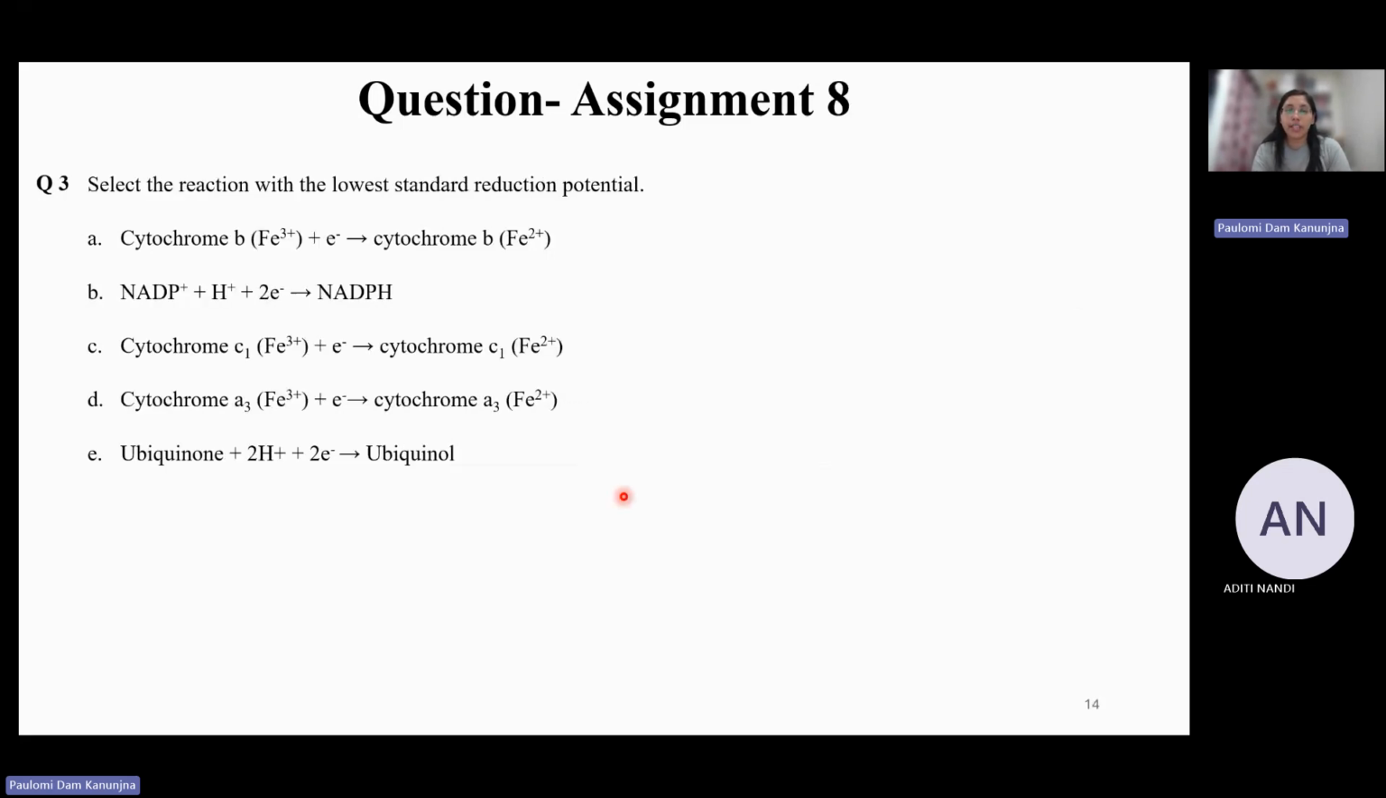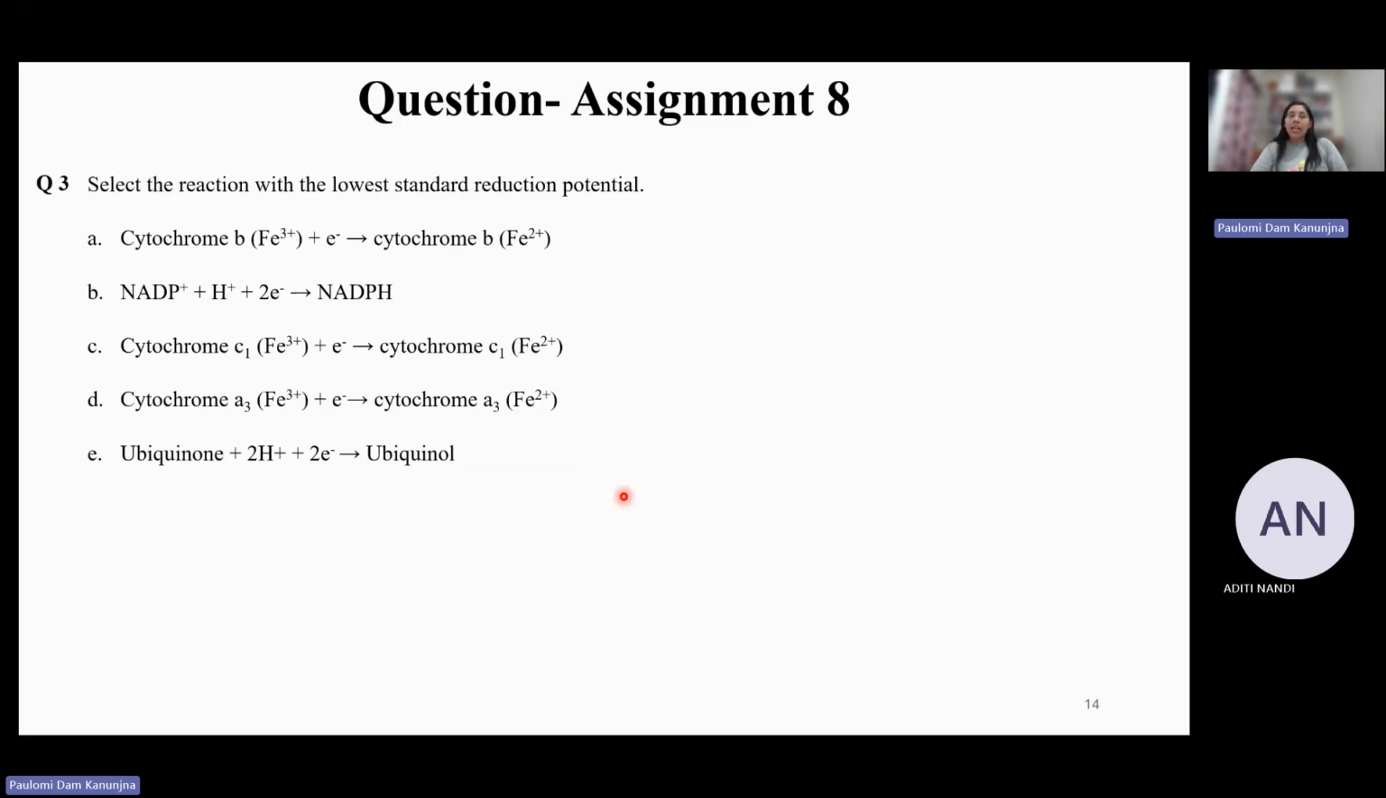Okay, quickly moving to the next question. This is about what I told you regarding the lowest standard reduction potential. You are to select the one with the lowest standard reduction potential. In these kinds of questions, my suggestion is that these reactions you see on the slides are very frequently encountered, right? So why not just remember these at once.